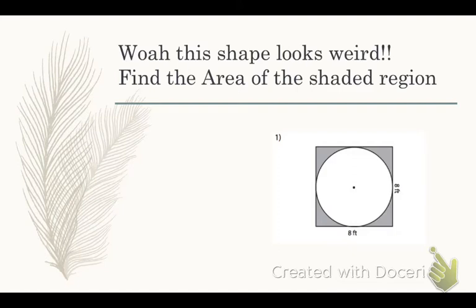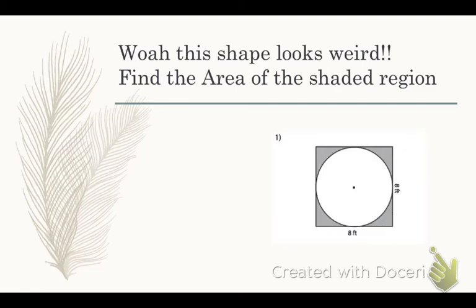Congratulations. All right, so if we look at the shape, it kind of looks weird. We need to find the area of the shaded region. Only a bit of this is shaded. However, you still should be seeing two shapes. I see a square, this outside shape, and I see a circle, this inside shape.